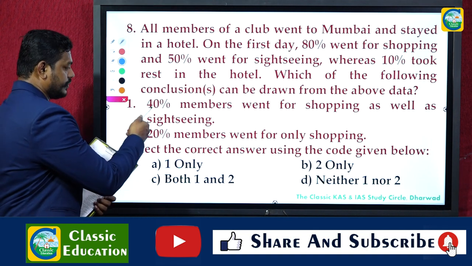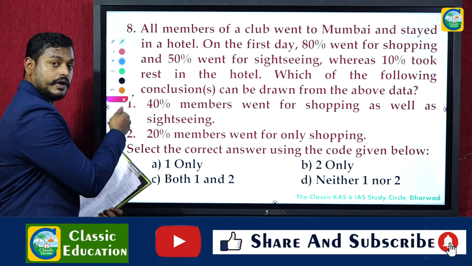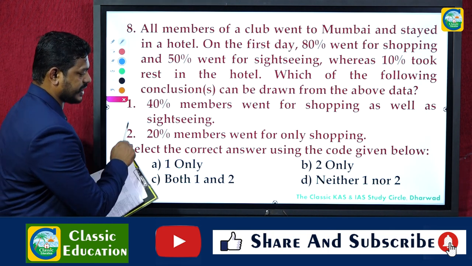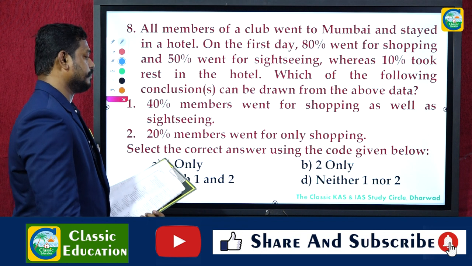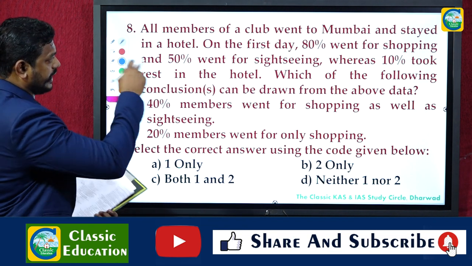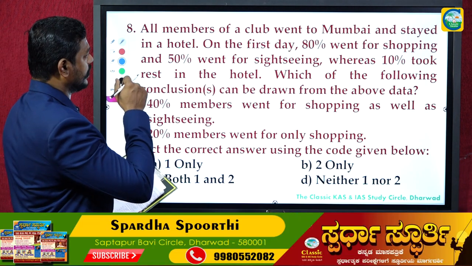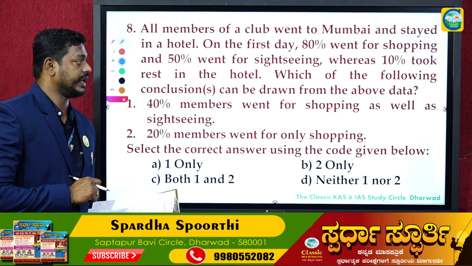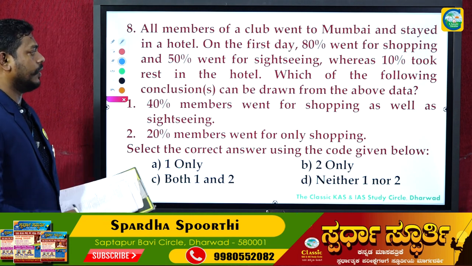So we have to check whether this is correct or wrong. 40%, why? Then in the second conclusion, 20% of members went for only shopping. Given: on the first day, 80% went for shopping and 50% went for sightseeing, whereas 10% took rest in the hotel.